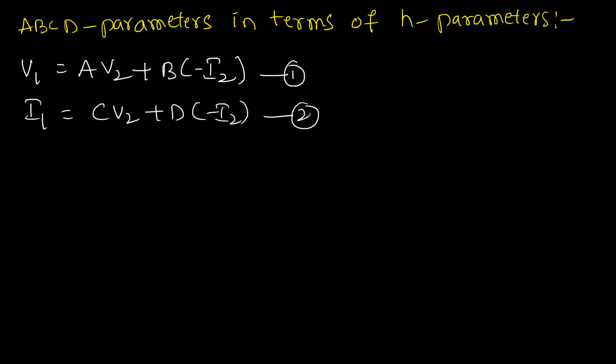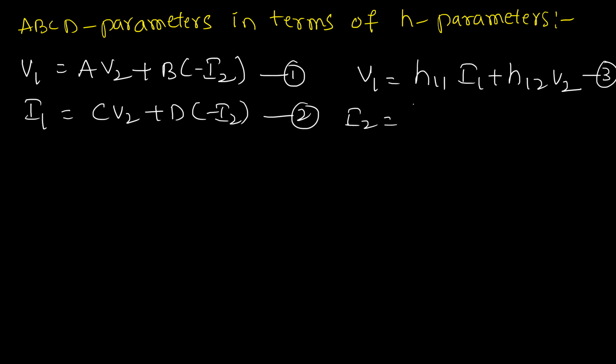And also we know the standard equations for H parameters. Okay, so V1 equal to H11 into I1 plus H12 into V2. Call it as equation 3. And now I2 equal to H21 into I1 plus H22 into V2. Call it as equation 4.